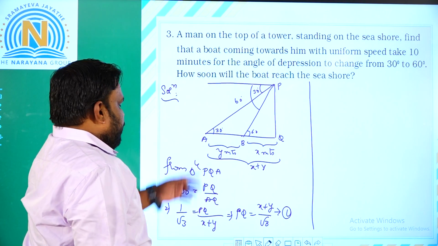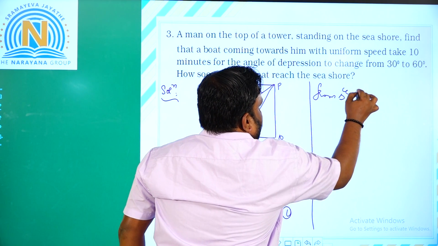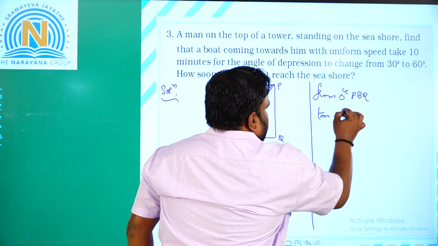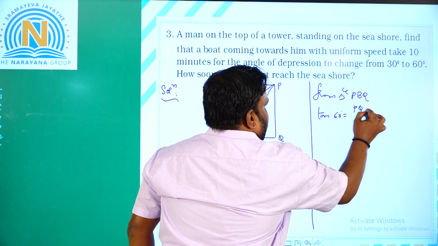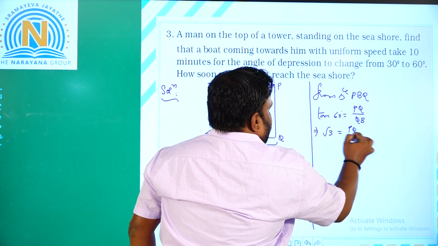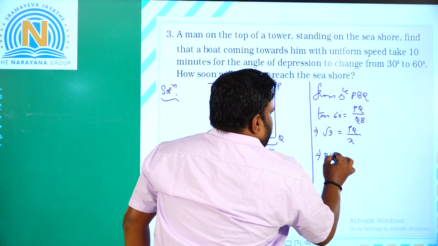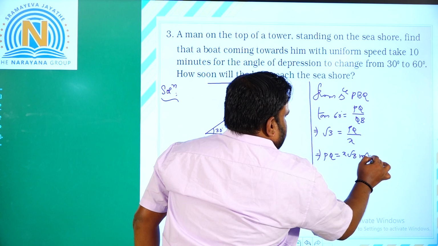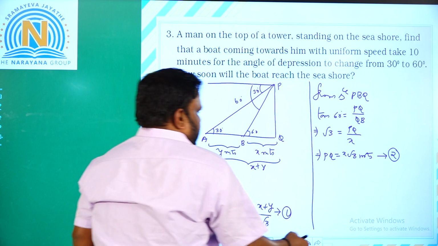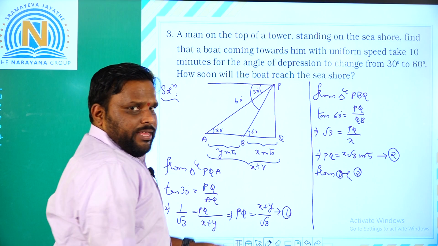Next, one more triangle is there, that is PBQ. From triangle PBQ or PQB, tan 60 is equal to PQ by QB. Tan 60 is root 3, equal to PQ by QB, which is nothing but x meters. So from here PQ is equal to x root 3 meters. Name this as second equation. So from equations 1 and 2, if you observe properly, LHS is same, so equate RHS.